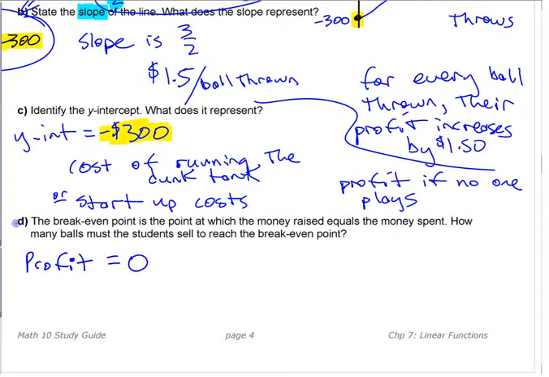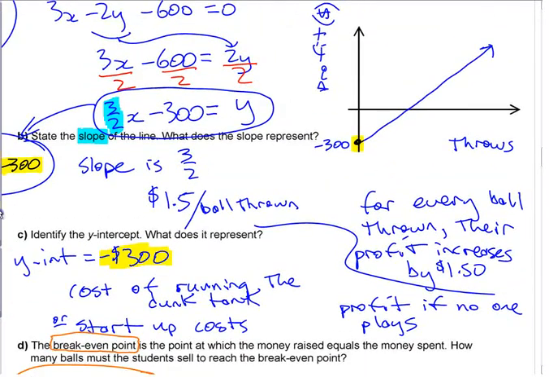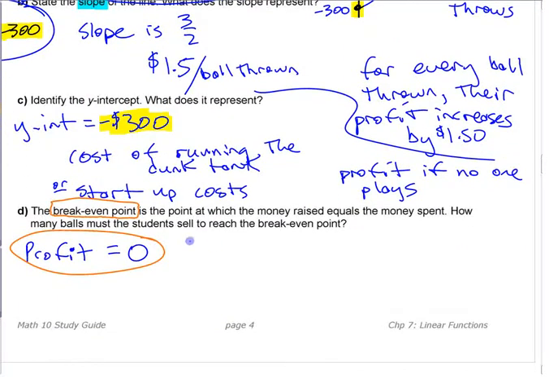Break-even point means, and you should know that. I mean, that's a pretty basic business thing, even if you're not going into business. It'd be a good idea to know what that term means. Break-even point, or to break even, means your profit is zero. Profit is zero on the graph. Where is that on the graph? Profit being zero? Right there. This is a profit of zero right there. So you want to find the x-intercept.